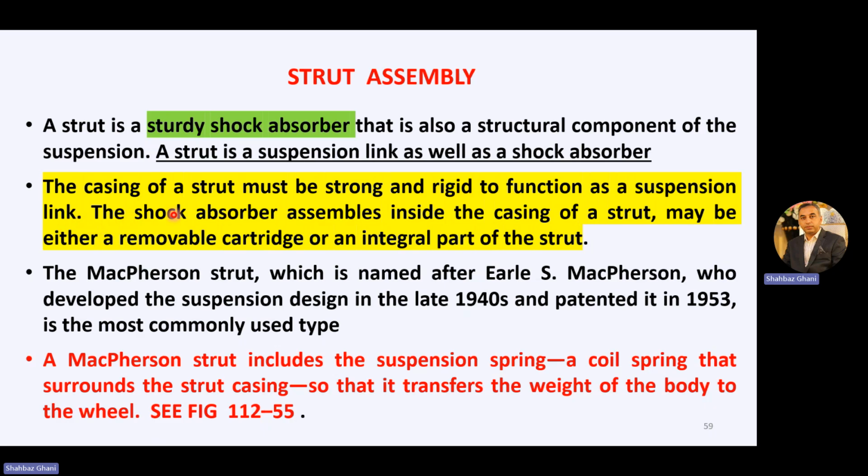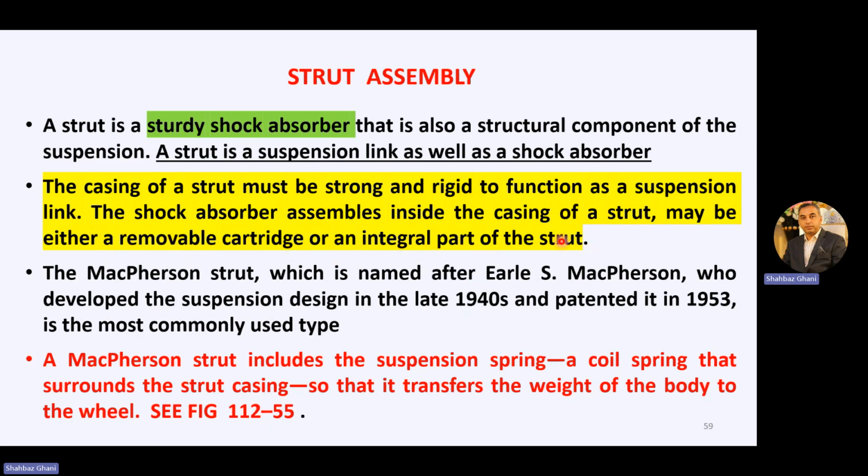The shock absorber assembly inside the casing of the strut may be either a removable cartridge or an integral part of the strut. So basically, it's a combination of a coil spring and a shock absorber in a rigid casing. The shock absorber assembly inside the casing may be either a removable cartridge or an integral part of the strut.